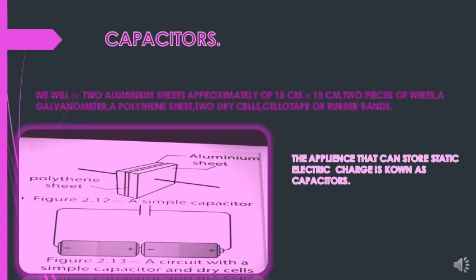So what we have made in this activity is a simple capacitor. When connected to dry cells, static electric charges are stored in the capacitor. When it is connected to the galvanometer, releasing of charges can be observed. So the appliance that can store static electric charges is known as a capacitor.